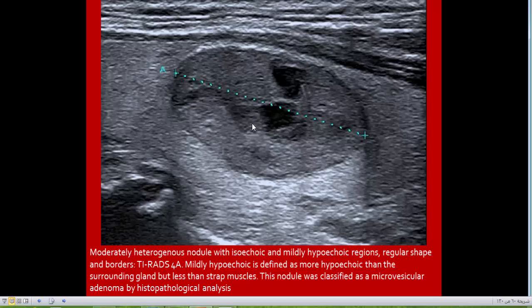TI-RADS 4A. Mildly hypoechoic is defined as more hypoechoic than the surrounding gland but less than strap muscle. It's hypoechoic, not very hypoechoic. The nodule was classified as microvesicular adenoma by histological analysis. TI-RADS 4A, low suspicious, or simple neoplastic pattern by Horvath, low suspicious by Kwak et al. and Russ et al.